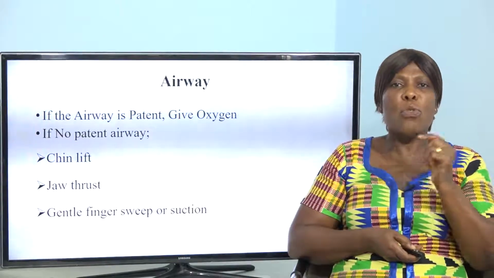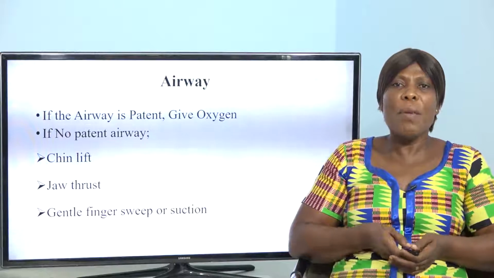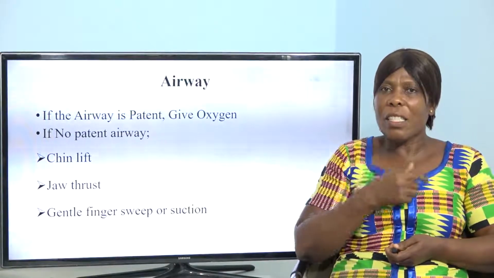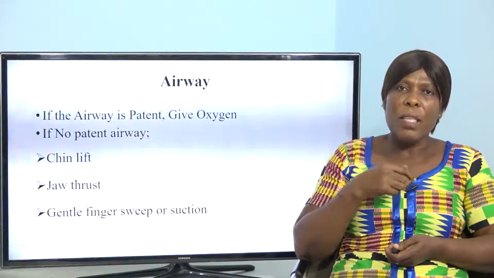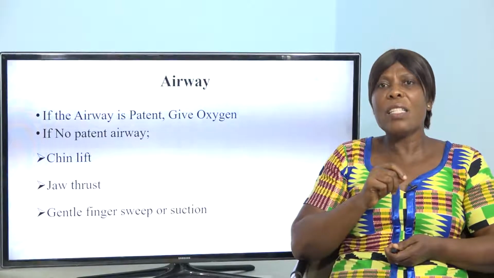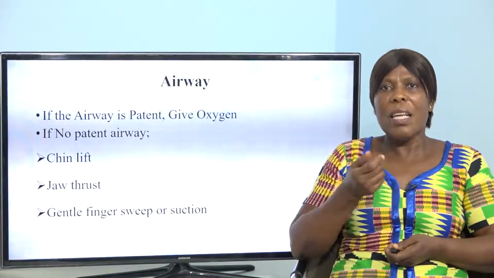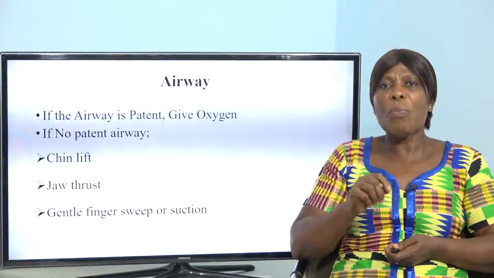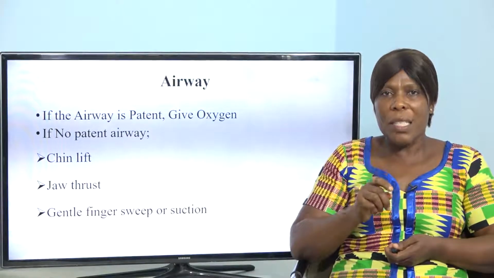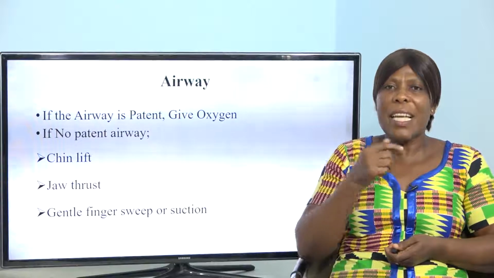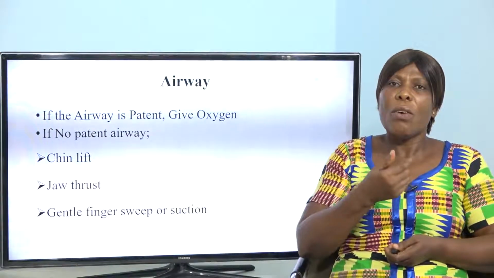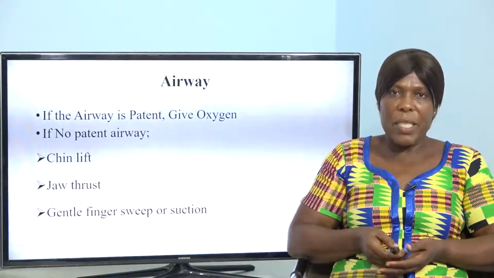Use your finger to sweep the mouth of the baby, or you can also use a suction machine to suction the baby smoothly. But you need to do it in a careful manner to prevent spasms. And when you promote spasms, then dyspnea or apnea will set in. So you do it gently. You use the finger to sweep the mouth of any fluid.